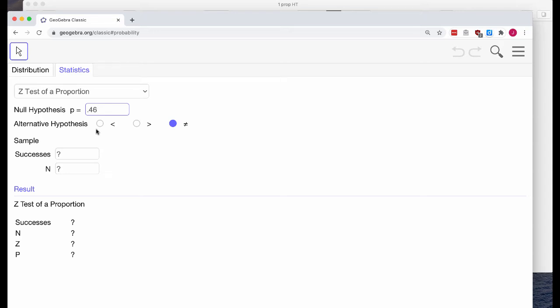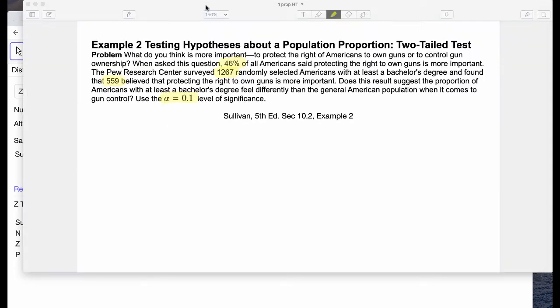So how do we know what to choose? We have to go back to the question and look for keywords like increased, lower than, different, something to show some sort of movement from what we assume to be true. We assumed 46% was true. Let's go back and read. Let's go to the question.